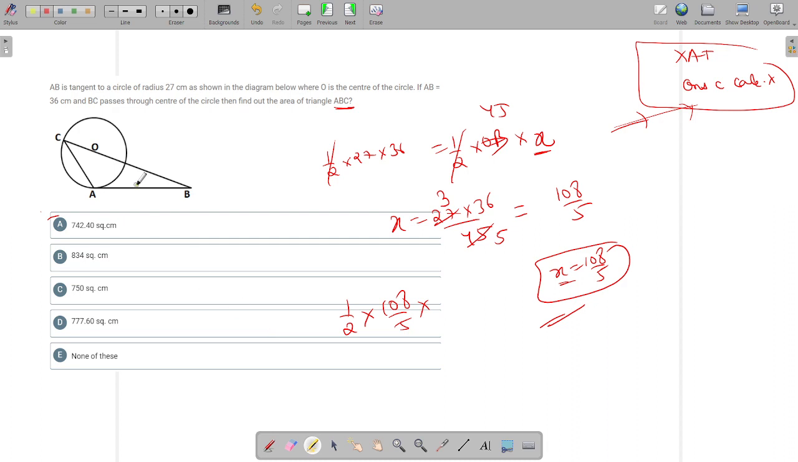Okay, right now we have made a height. Okay, base will be what? Base will be this complete, right? This much we have already found out right now. This is 45, this is 27. Okay, just add both of them.